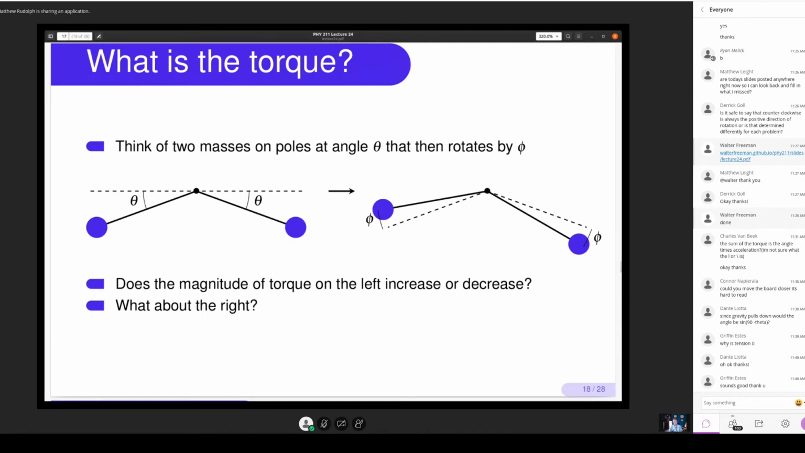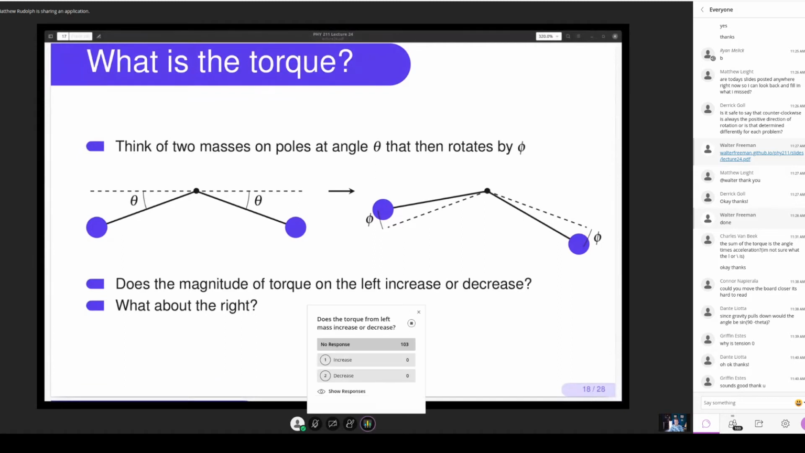And I want you to take a minute and think about this. Go with your notes that you should have and draw some pictures. Figure out what the angles are. Figure out what the torques are from each of the masses. And tell me, when you change this angle like that, does the left mass's torque increase or decrease in magnitude? Don't worry about the negatives and positives here. Let's just think about the magnitude, because clearly one of these has to be negative and one has to be positive, because they want to go in different directions.